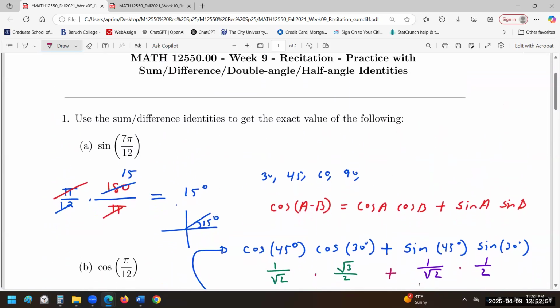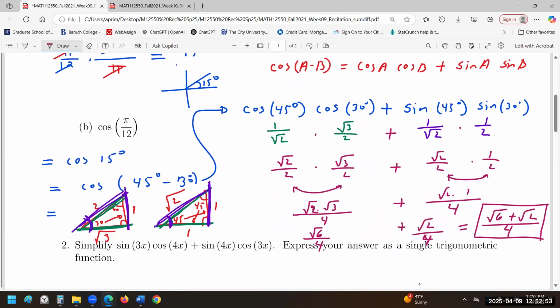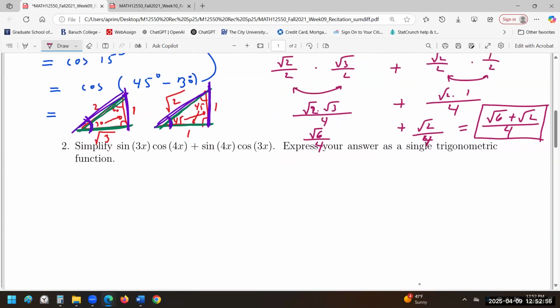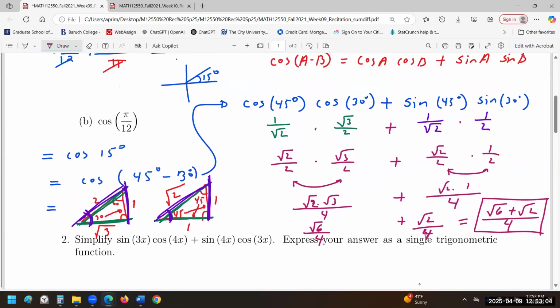So you can do A by yourself later. You can also do question 2 later by yourself.